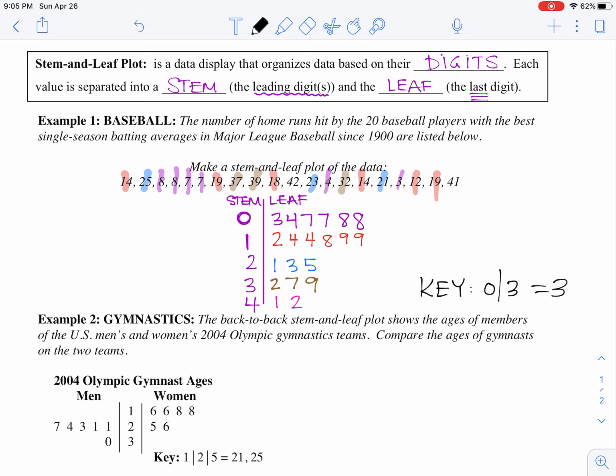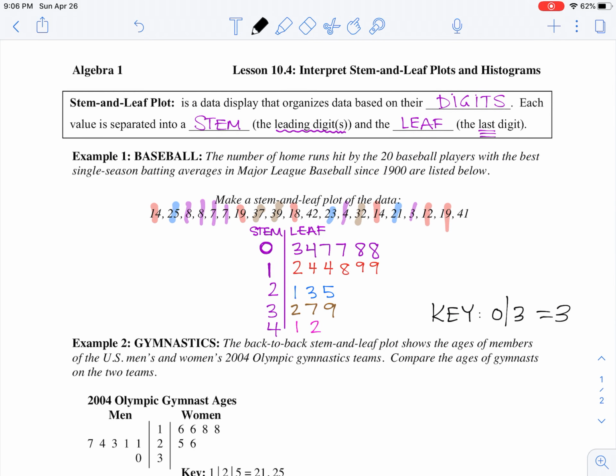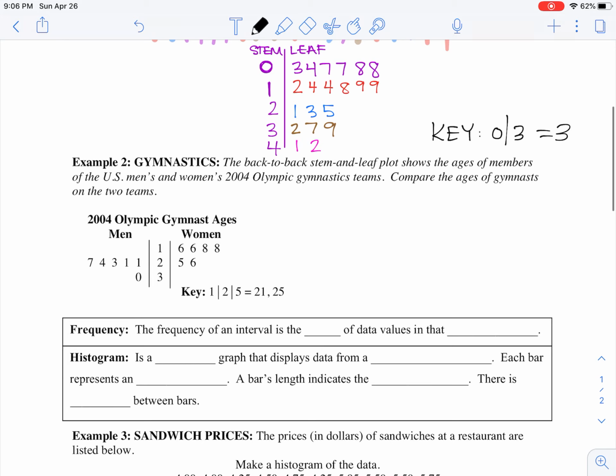So the beauty of organizing something, especially in order, is it allows you to analyze the data. You're going to see some like this on your Khan Academy, and it might ask how many of these players had 14 home runs, and you would go through and say, all right, this 14 means it's a 1 and there's 2 of them. That's how you're going to analyze the stem and leaf plots that you see on Khan.